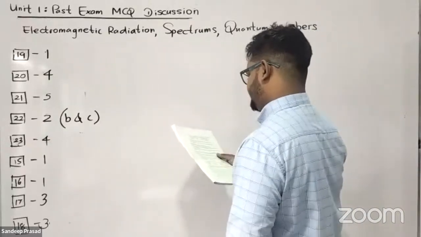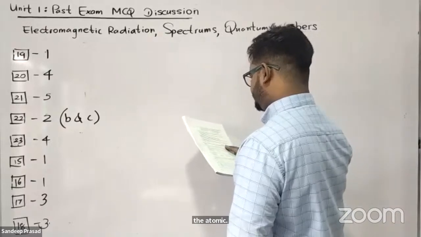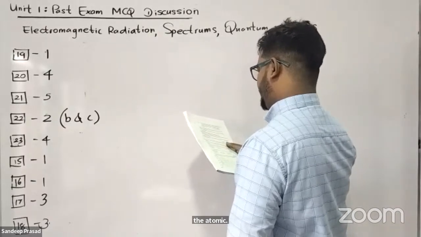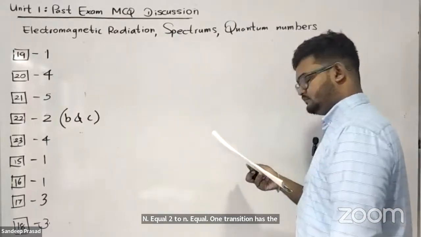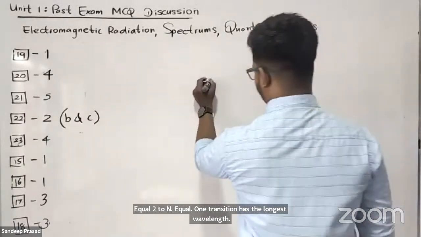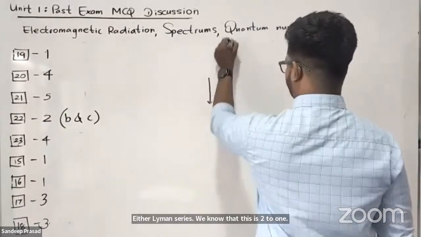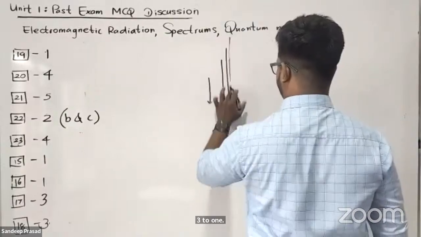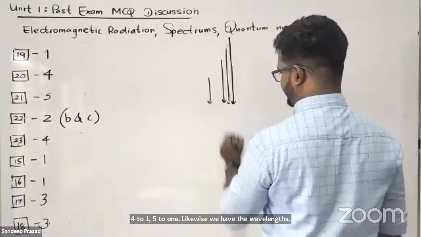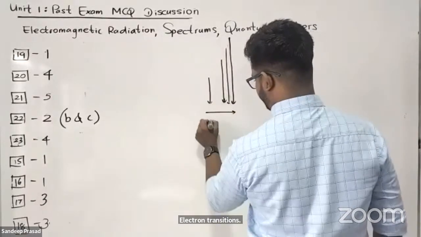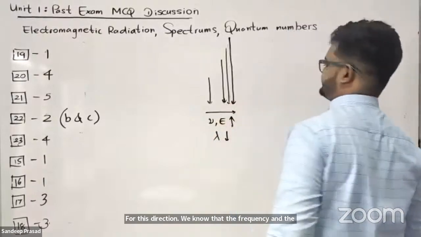Which of the following statements is correct regarding the atomic spectrum of hydrogen? N equal 2 to N equal 1 transition has the longest wavelength. Is that correct? In the Lyman series, we know that this is 2 to 1, 3 to 1, 4 to 1, 5 to 1. Likewise, we have the wavelengths, electron transitions. Remember, for this direction, the frequency and the energy are increasing, and the wavelength lambda is decreasing.